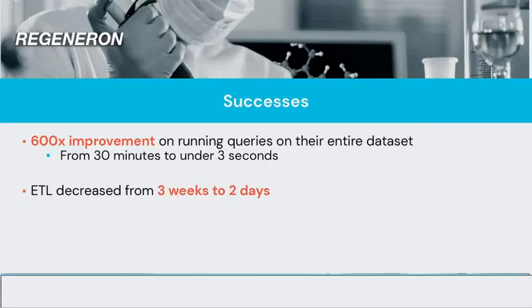Let's look at some concrete outcomes Regeneron got from using Databricks. Accelerated drug target identification, reducing the time it takes data scientists and computational biologists to run queries on their entire data set from 30 minutes down to 3 seconds, a 600 times improvement. Increased productivity through improved collaboration, automated DevOps, and accelerated pipelines with ETL in 2 days versus 3 weeks have enabled their teams to support a broader range of studies.